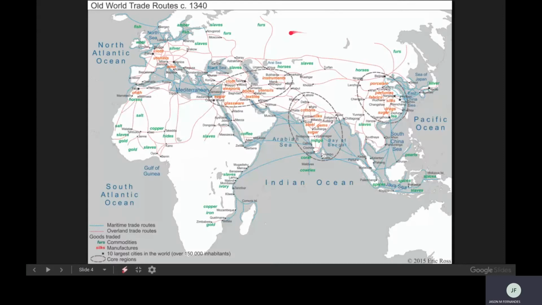All right, so if we step back to that previous time period, that 1200 to 1450 period, we've got these core regions, right? You've got South Asia, you've got China, you've got the Middle East, the Arab Islamic world, right? Multipolar world system, right?